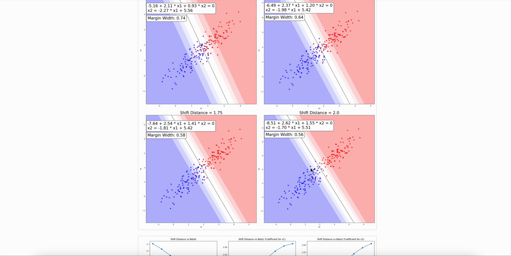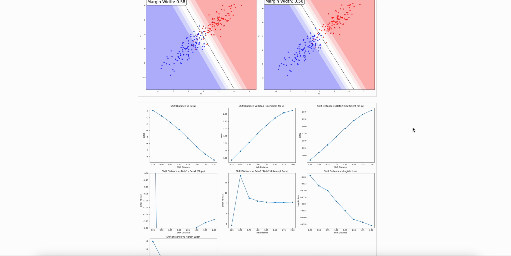So in conclusion, I showed how logistic regression changes as the data distribution changes with distance.